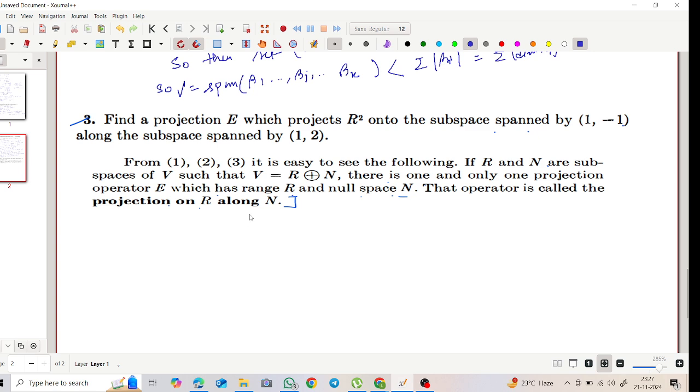So first, let's write V as R direct sum N. Okay. So let's write R2 as R direct sum N, right? Where R is spanned by what? Onto the subspace. R is spanned by this, and N is spanned by this. Okay.